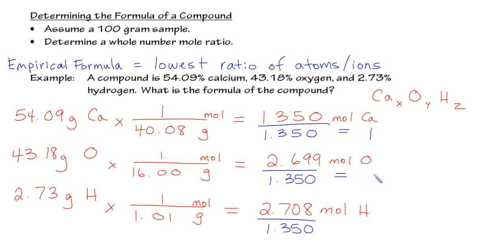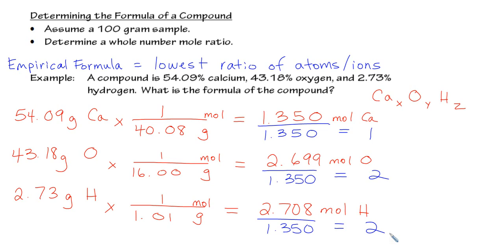This is approximately 2 and approximately 2. For whole numbers, again, if the decimal turns out to be like 2.01 or 1.98, that's close enough to round. So here we've got our whole number ratio, 1 to 2 to 2.